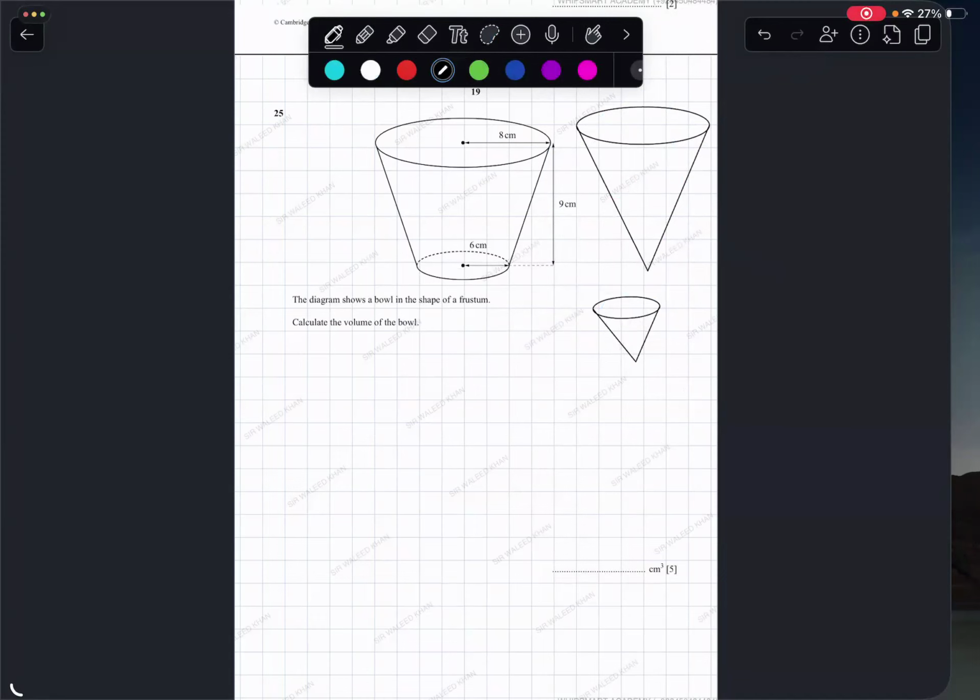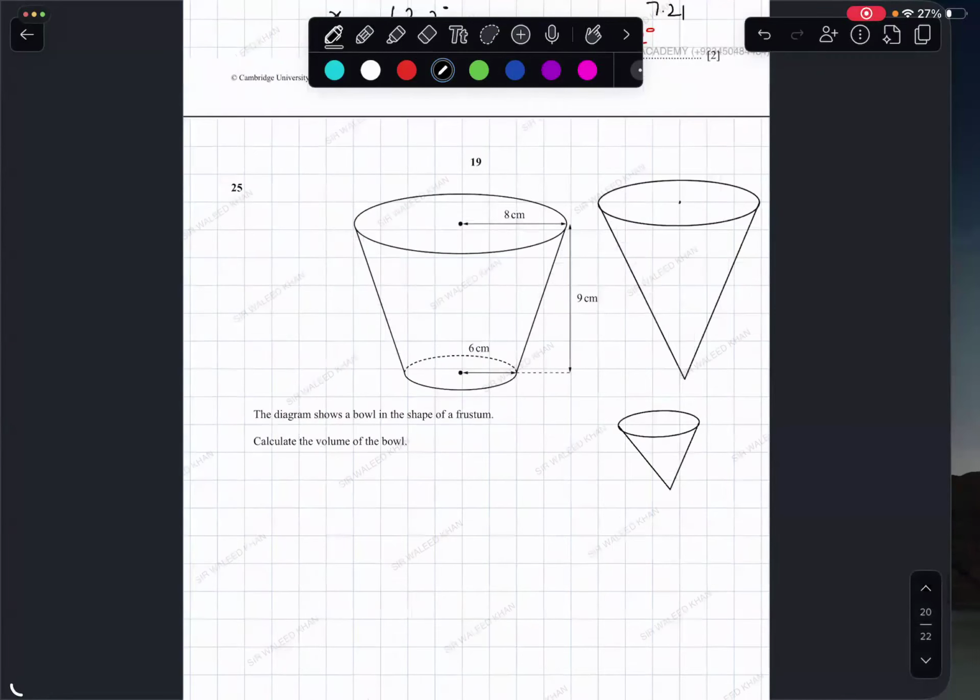Now let's see. Let me label it. We have a radius of the bigger cone as 8 centimeters. Okay, we don't know the height of it, so let's say capital H. Okay. And this over here, the cone they have removed, the radius of that is 6 centimeters, and the height of this is, let's say, small h.